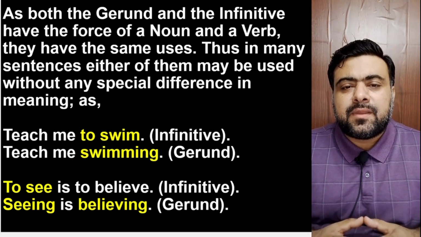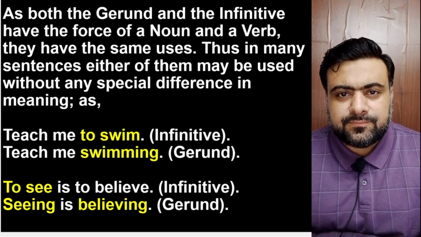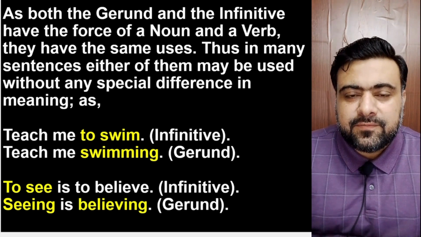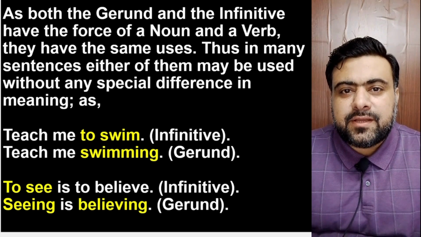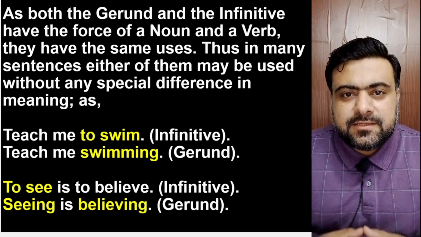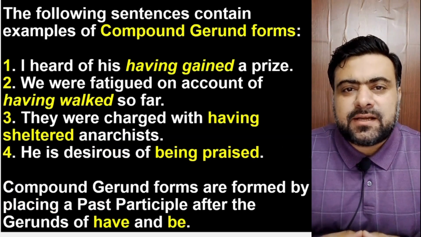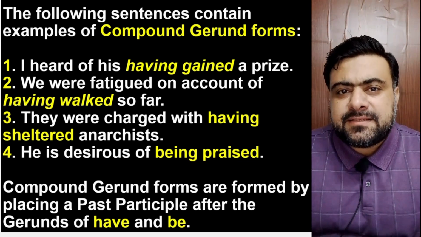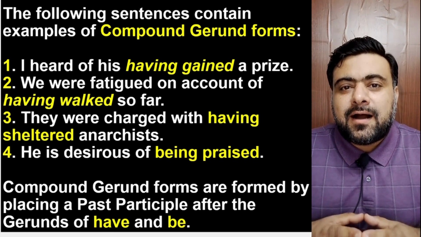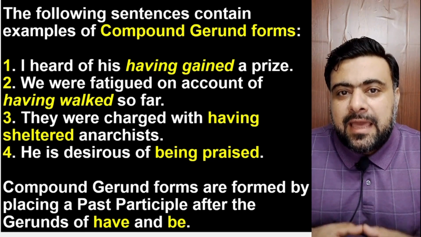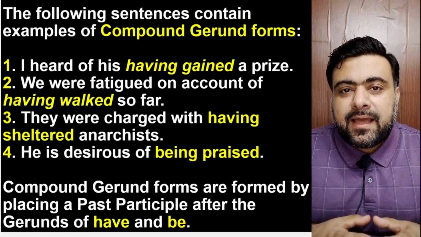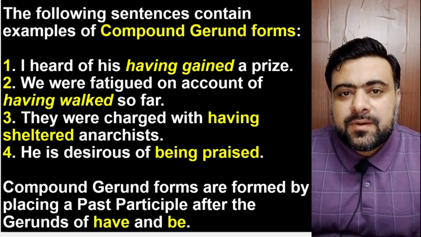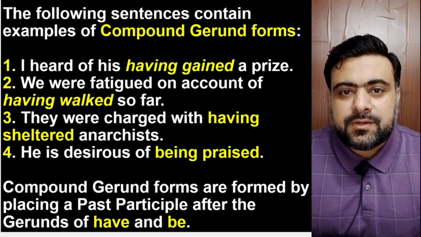Another example, to see is to believe. To see is to believe, infinitive. But the same idea is communicated by using a gerund. Seeing is believing. What is a compound gerund? A compound gerund is formed by placing a past participle after the gerunds of having and being. Having and being followed by a past participle form a compound gerund.